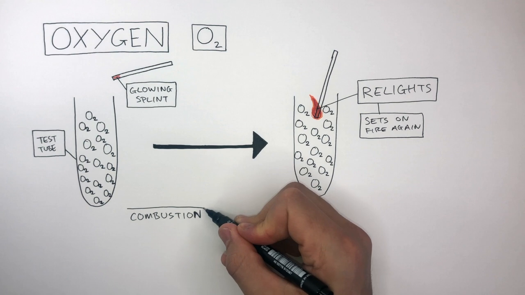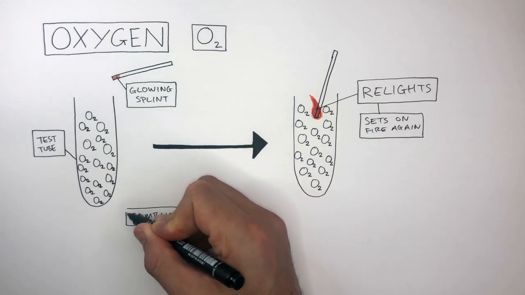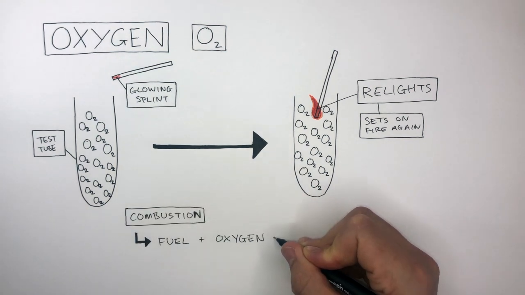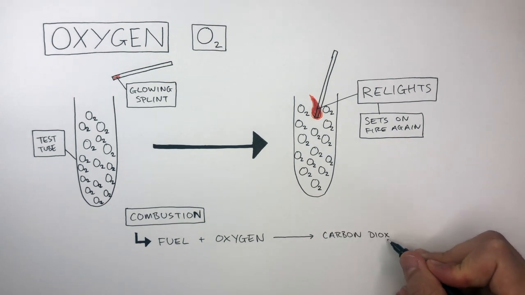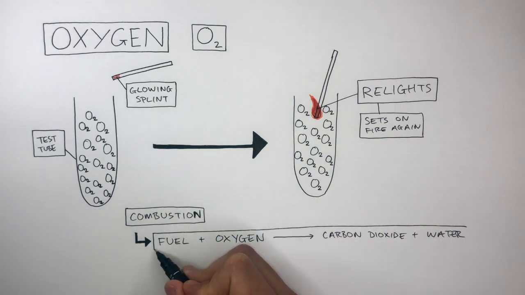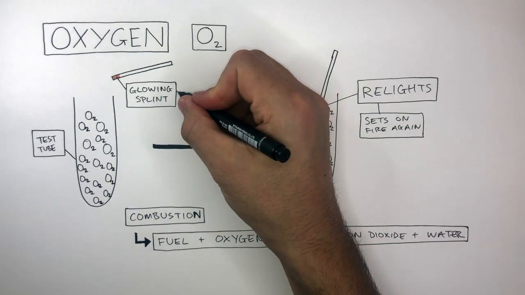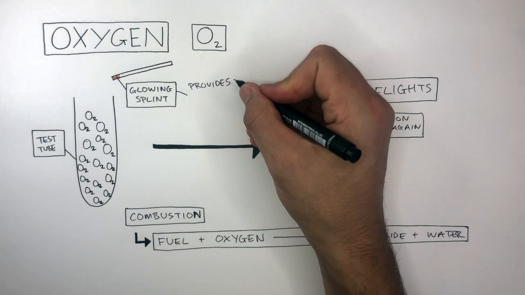Combustion was the chemical reaction that occurred here. Fuel reacted with oxygen to form carbon dioxide and water. And the reaction occurred because the glowing splint provided the initial heat.